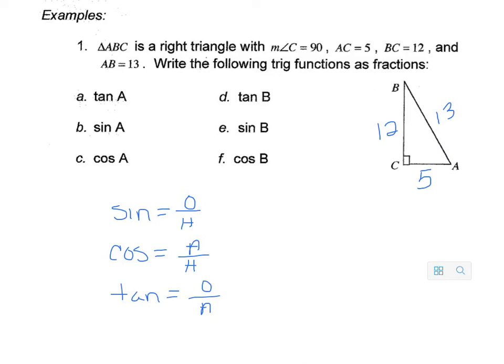For letter A, did you get 12 over 5? For sine of A, did you get 12/13? For letter C, or cosine of A, did you get 5/13? Now you switched angles you were looking from, so basically your opposite and adjacent sides also switched. So for letter D, you should have gotten 5 over 12. Sine of B is 5 over 13. And cosine of B is 12 over 13.